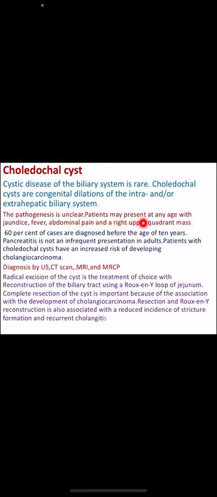Patients may present at any age with jaundice, fever, abdominal pain, and right upper quadrant mass. Jaundice, fever, also rigor, and these are the features of cholangitis. Cholangitis, which is inflammation of the biliary radicals, presents with fever, rigor, and abdominal pain. And one of the clinical features of the choledochal cyst is cholangitis. 60% of the cases are diagnosed before the age of 10 years.